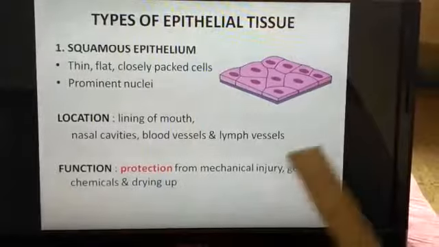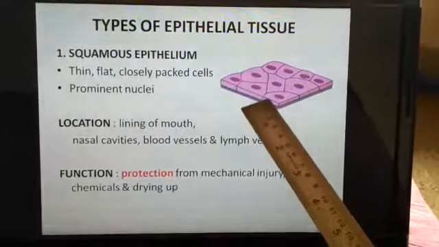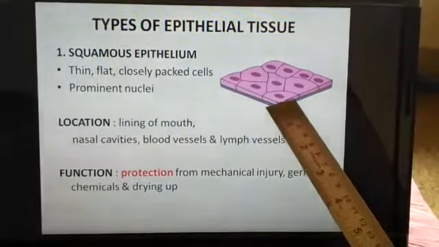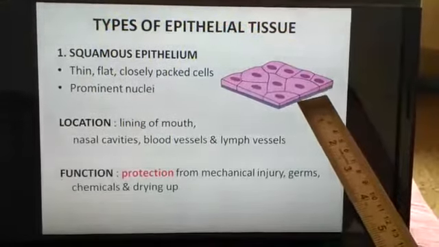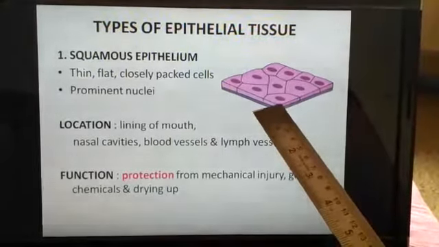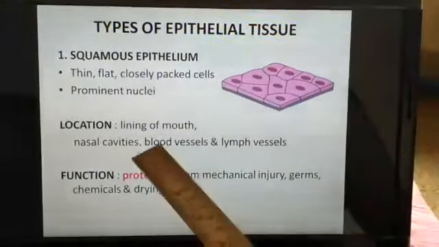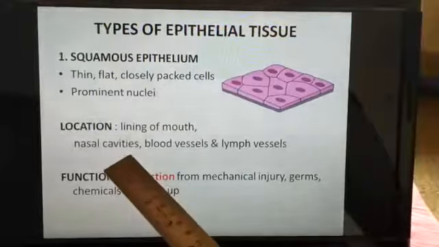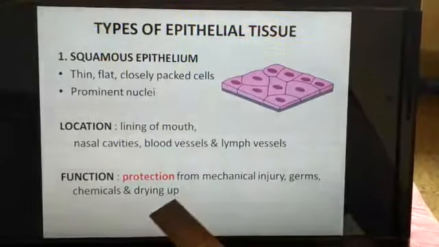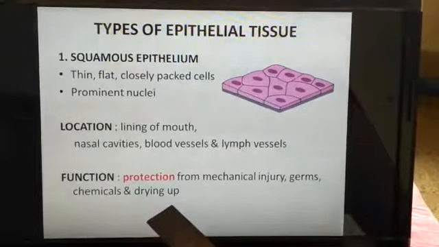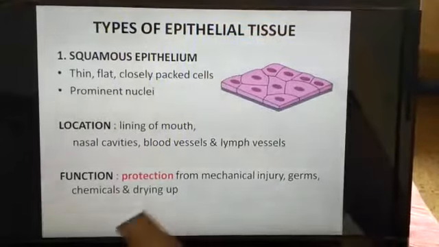Squamous epithelium. Look at the figure here. This epithelial tissue consists of thin, flat, and closely packed cells. There is no intercellular space in these cells, and each of these cells consists of a prominent nucleus. This tissue is located in the lining of mouth, nasal cavities, blood vessels, and lymph vessels. In these areas, they protect the underlying body parts from mechanical injury, germs, chemicals, and drying up.